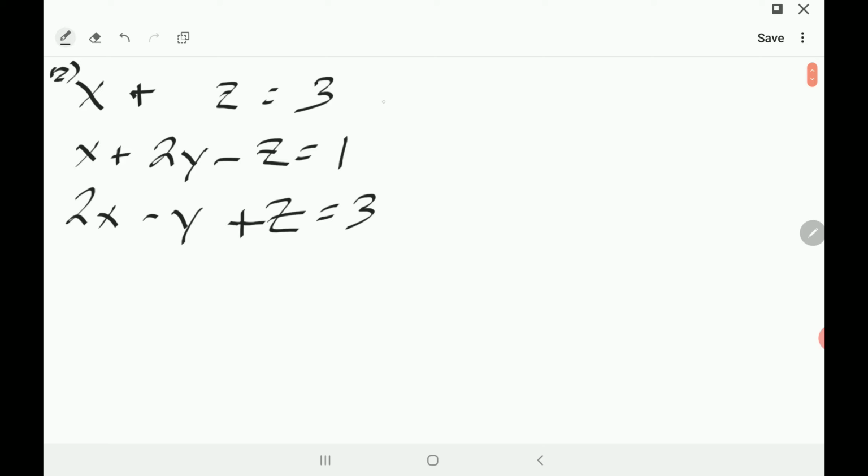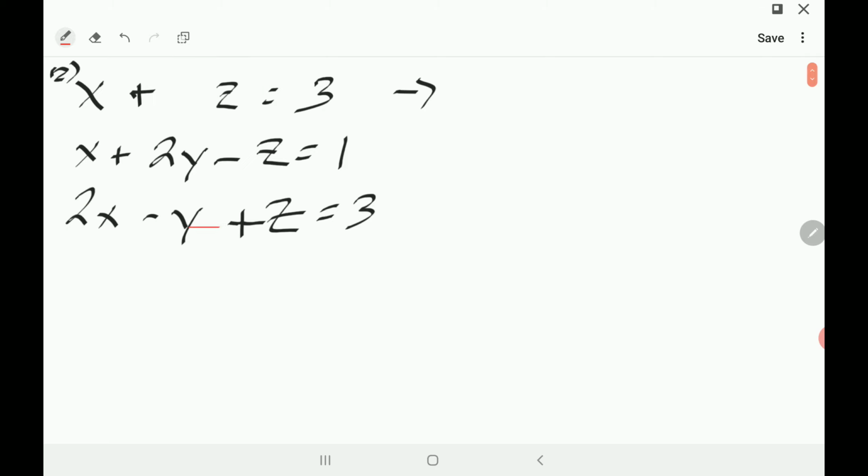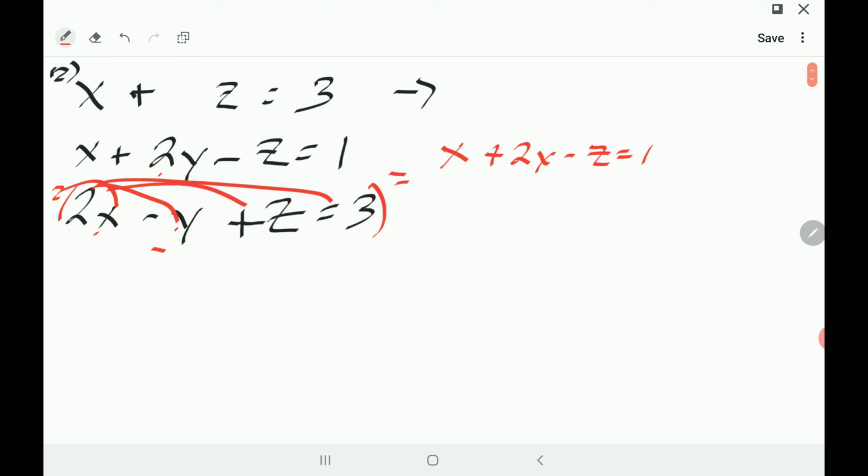It's a bit easier. So I'm just going to leave this one alone, okay? And I'm going to use this y here to get rid of that one. So I'm going to multiply this whole row by 2 so I can make that negative 2. So it's going to give me x plus 2y minus z is equal to 1, and then 2 times everything. Don't forget everything. 4x minus 2y plus 2z equals 6.